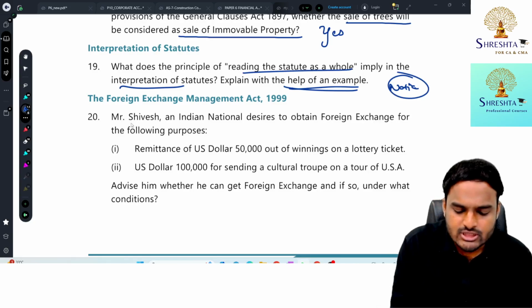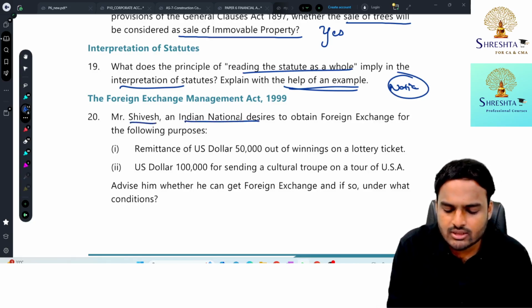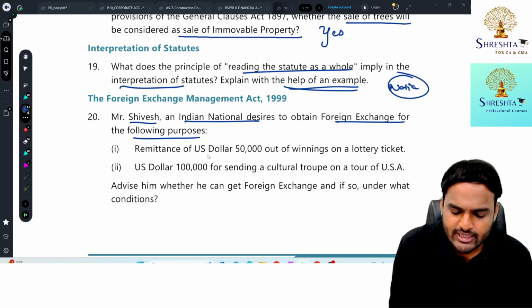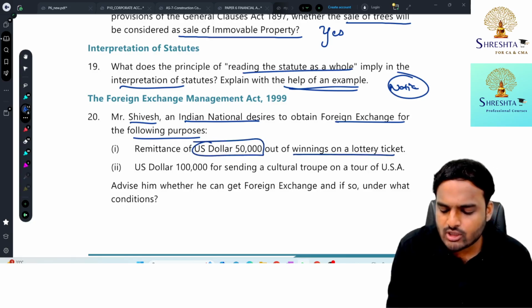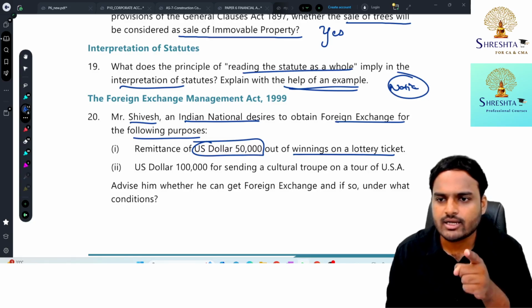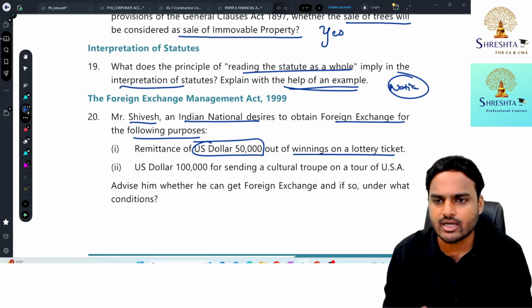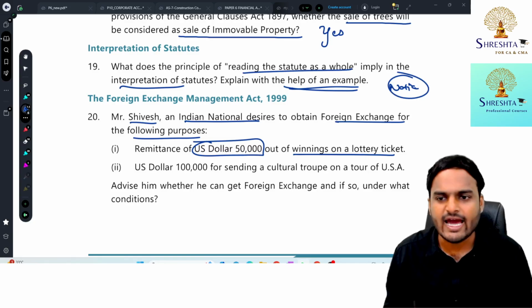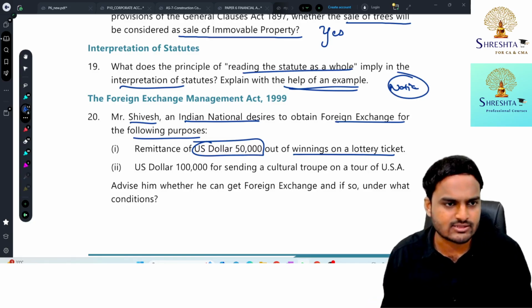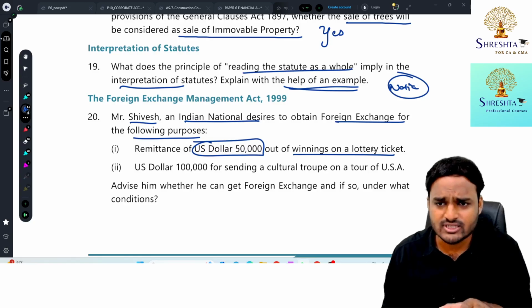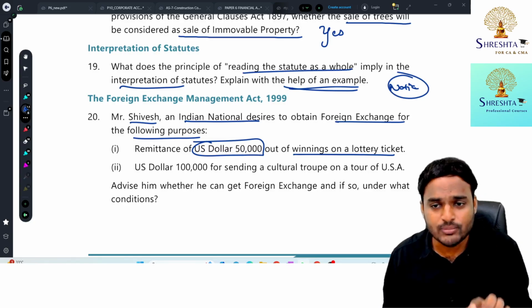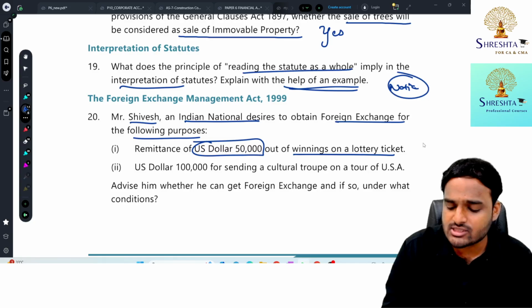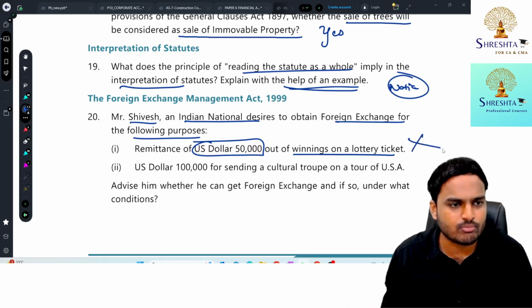Next one. Mr. Shivesh, an Indian national, desires to obtain foreign exchange for the following purposes. First one, remittance of $50,000 out of winnings on a lottery ticket. It's a prohibited current account transaction. No person can withdraw foreign currency for carrying out prohibited current account transactions. Not possible. Answer is not possible.